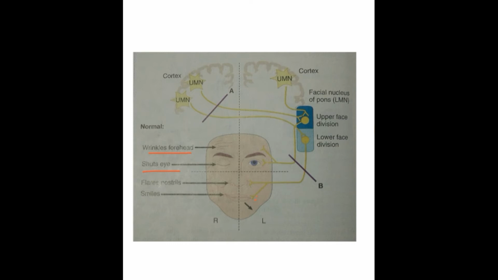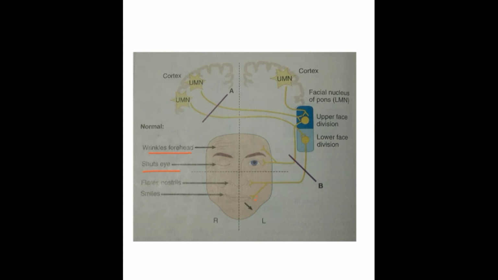So let's see. We can trace this. It goes up here to this nucleus, and then we can see it receives upper motor neuron innervation from the left side, and it receives upper motor neuron innervation from the right side as well. Hence, I can say that the muscles which help us to wrinkle the forehead and shut the eye are receiving bilateral upper motor neuron innervation. Hence, this upper part of the face receives bilateral upper motor neuron innervation.